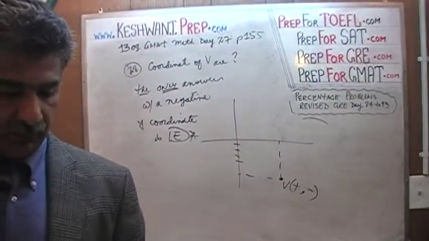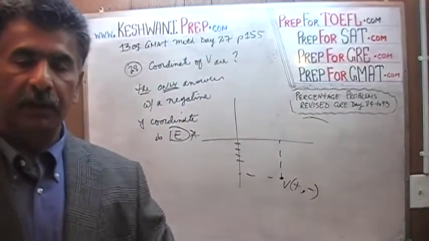E has to be the right answer, whatever it is. We don't have to count them. It's the only one with the negative y coordinate.